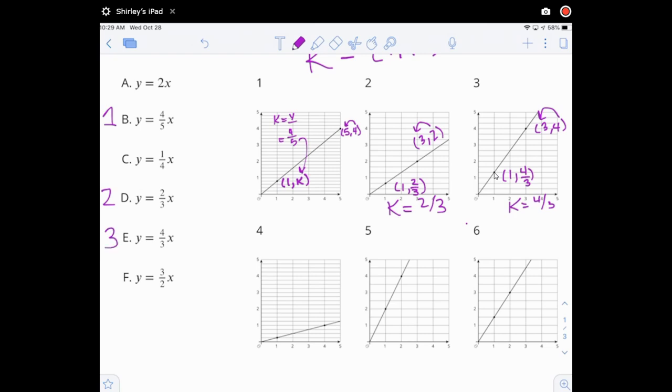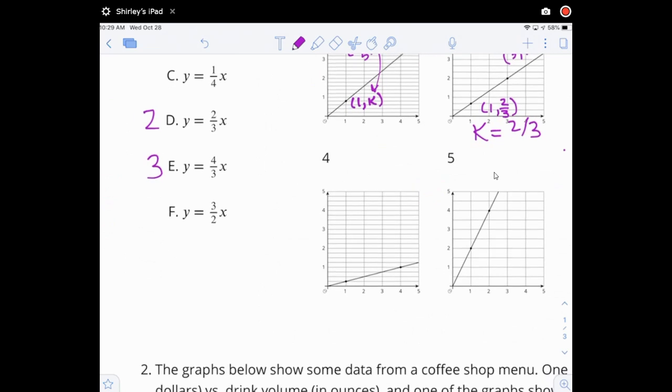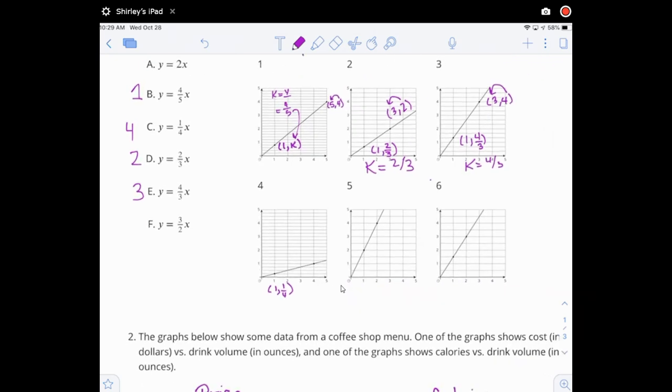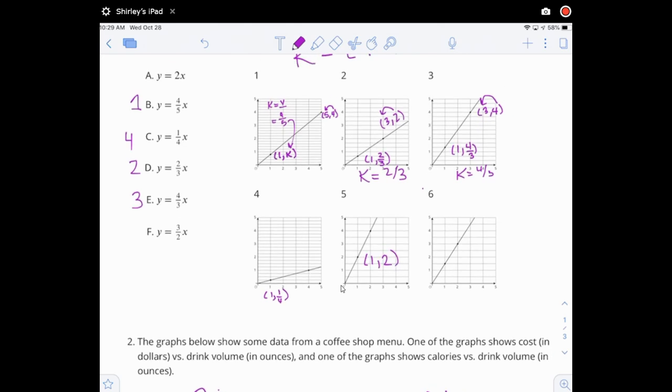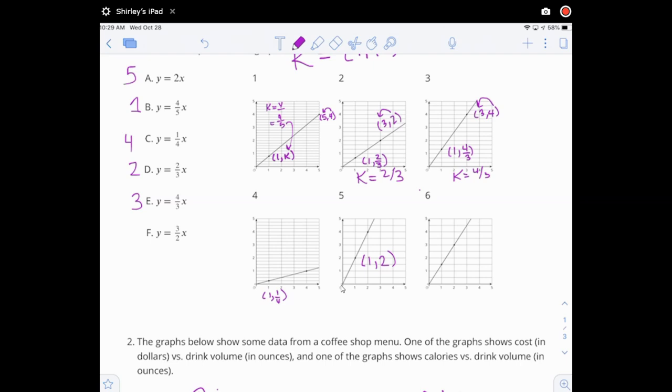Number 4, I can see a coordinate down here. I'm going to pull it out. I have 1, comma. What am I cut into here? I have 1, 2, 3 fourths. So that's 1/4. So k is 1/4. So I see that that is C. Graph number 5, I have a coordinate point of 1, comma 2. That one's very easy to pick out and see for A. So then that would leave 6 to match with F.